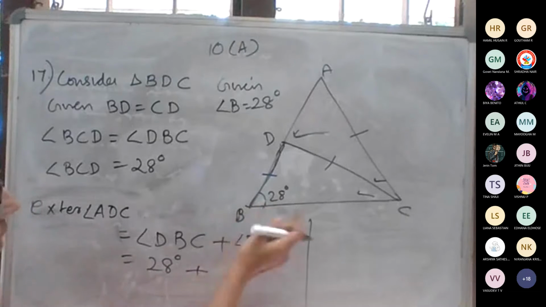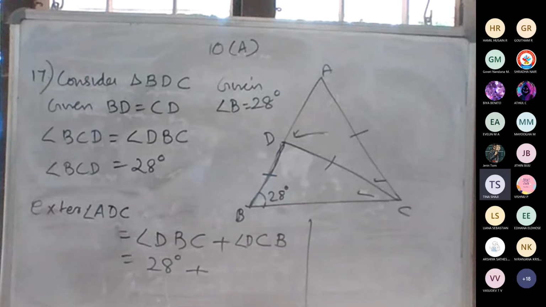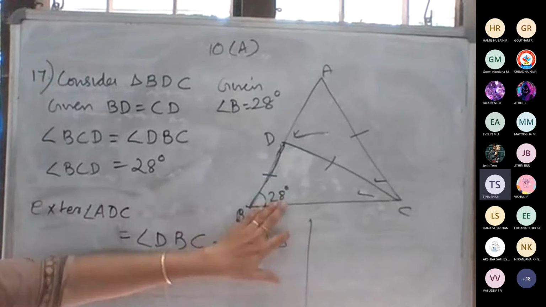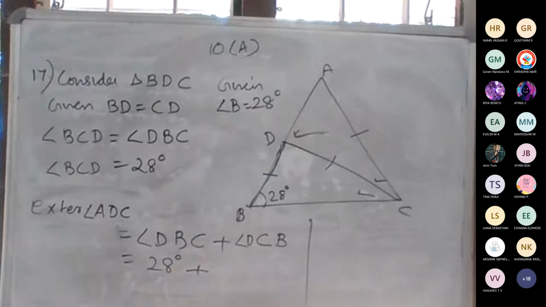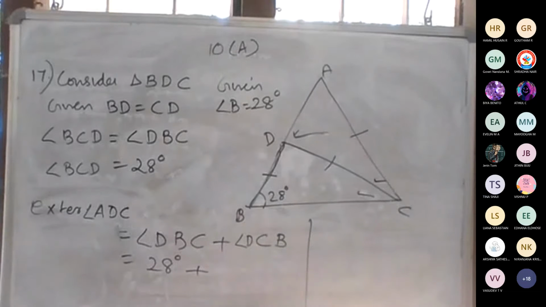Then next, what do we have to do? Ma'am, angle C is 20. If we are considering the triangle, this is 28 degrees. Understood? Yes, ma'am. It is there in the question. Read the question.